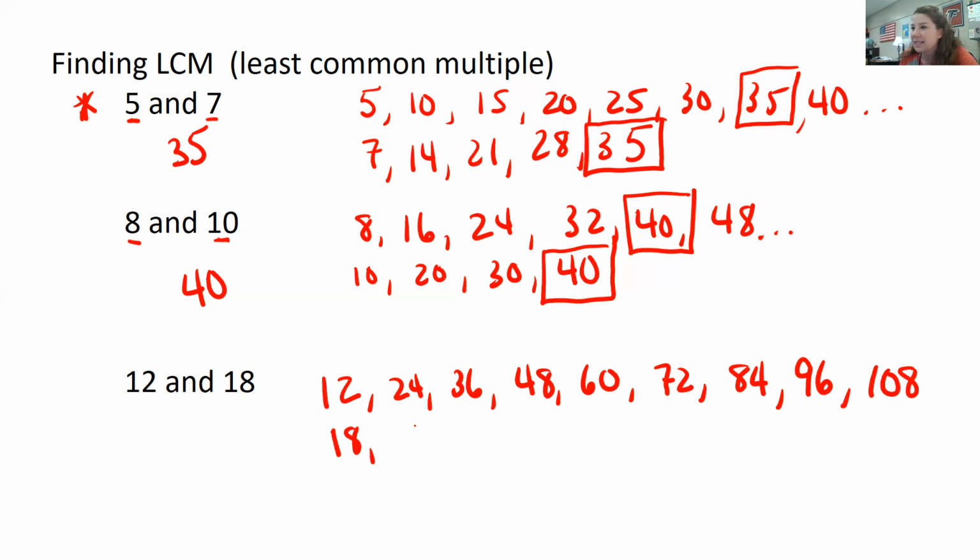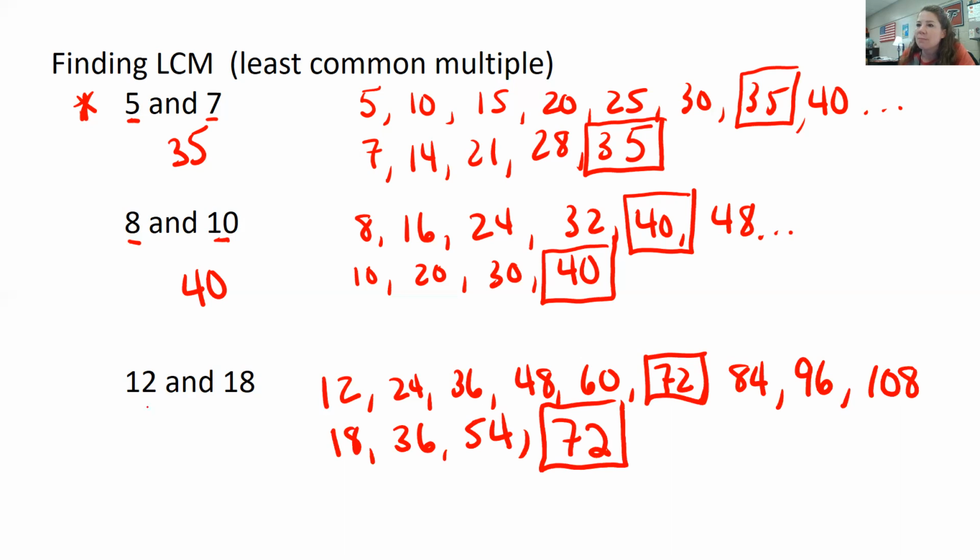So 18, and then that next one would be what? 36. Where's my calculator? 18 plus 18 plus 18. So the next one's 54 plus 18 is 72. Oh, there it is, 72. So 72 is the least common multiple of 12 and 18.